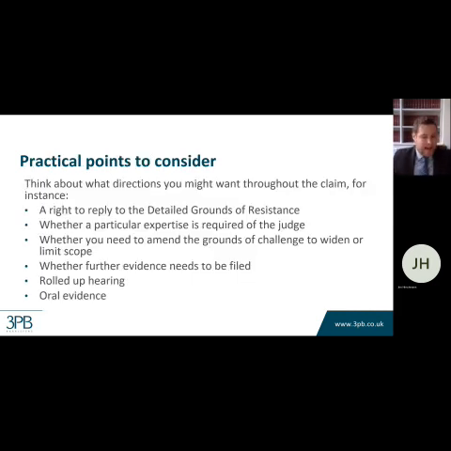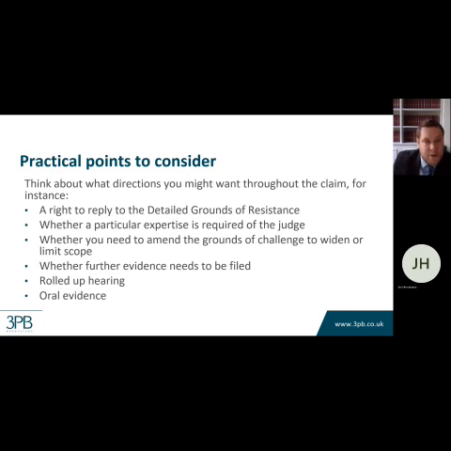So lastly then, before I hand back over to Jim to talk to you about the kinds of grounds that you might want to bring a judicial review claim on, what are my practical points to consider when bringing a judicial review claim? Well, there are six on the screen, going through each of them in turn.